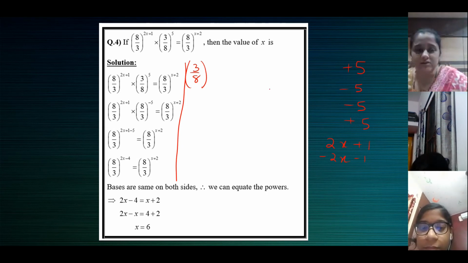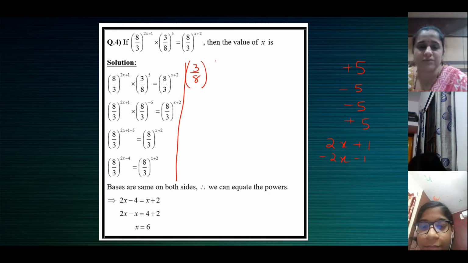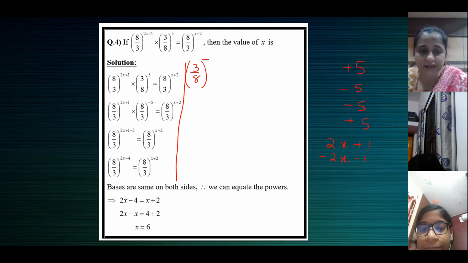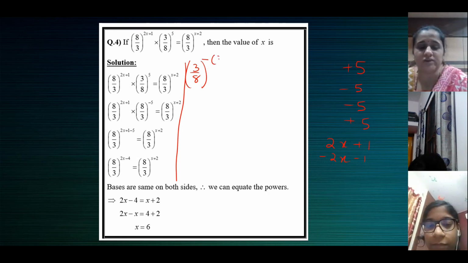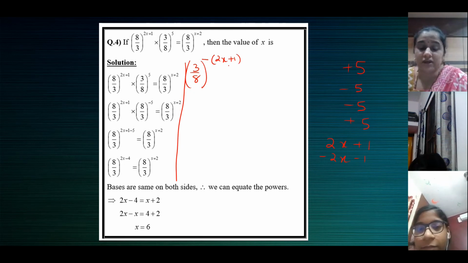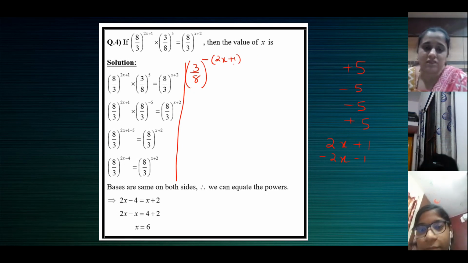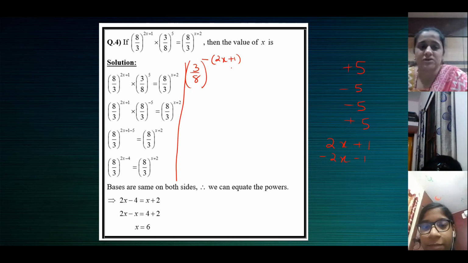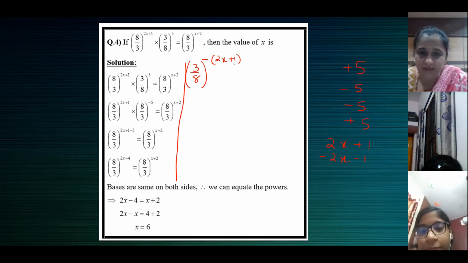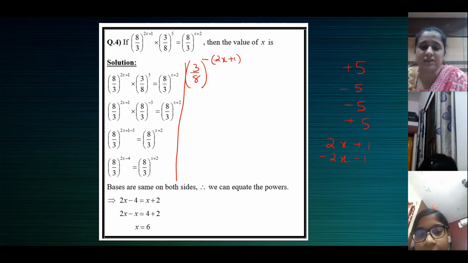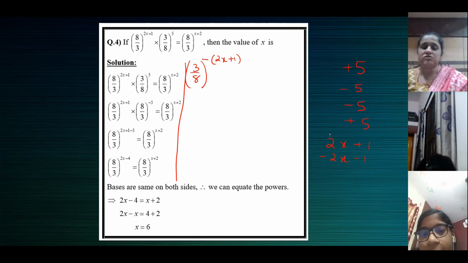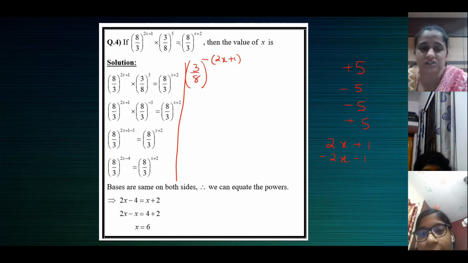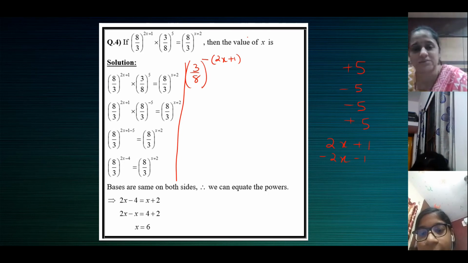In other words, if you want another step, you can write it as negative of the power: minus of 2x plus 1. Whatever is the power, if it has more than one term, enclose the power in a bracket and take the negative of it, meaning put a minus sign outside. So in the next step, you will get minus 2x minus 1. You can do that straight away. You can change the signs of every term in the power.